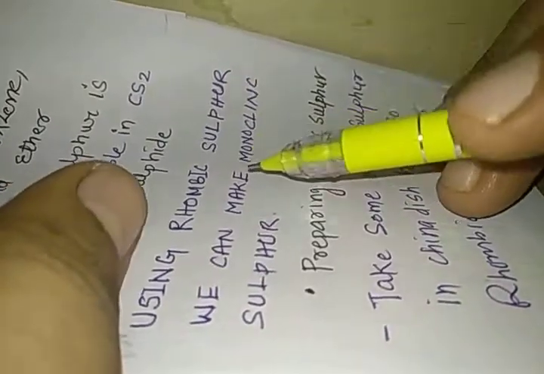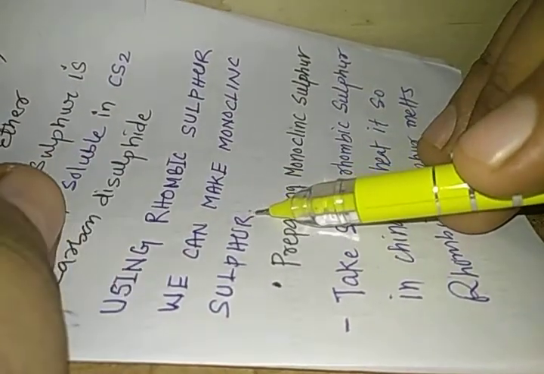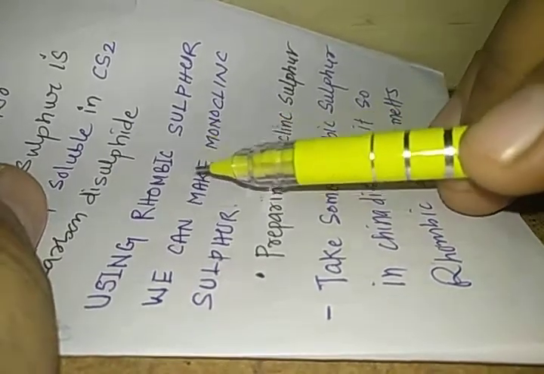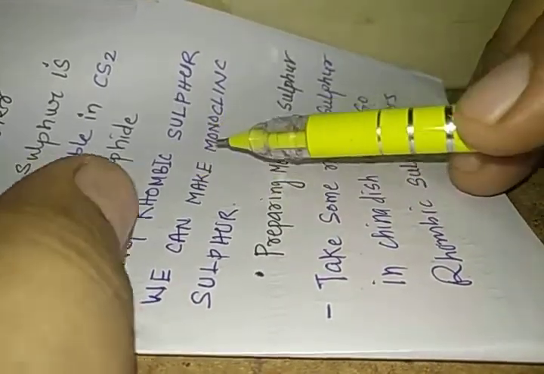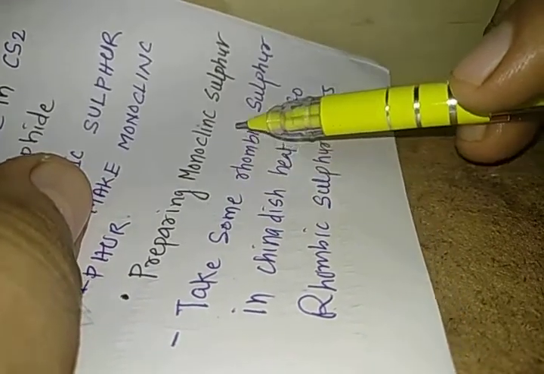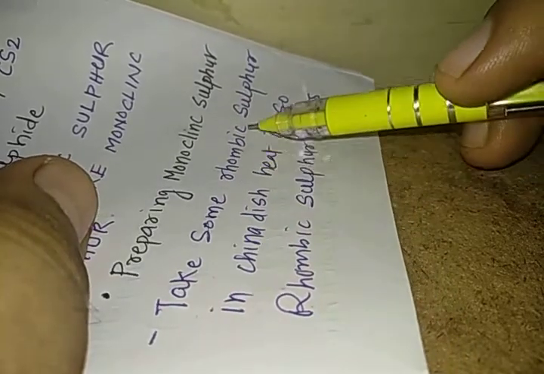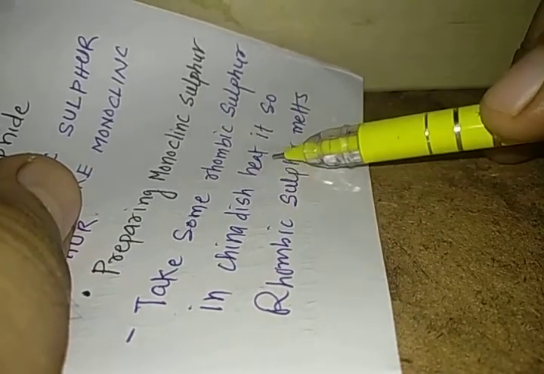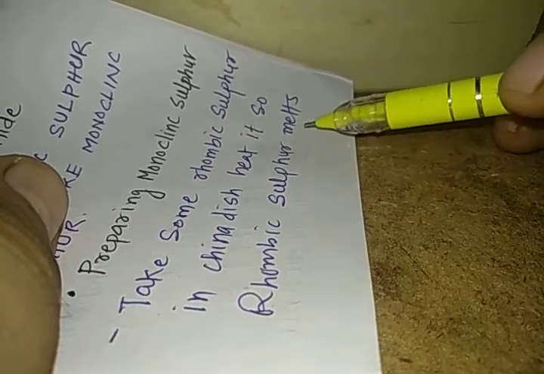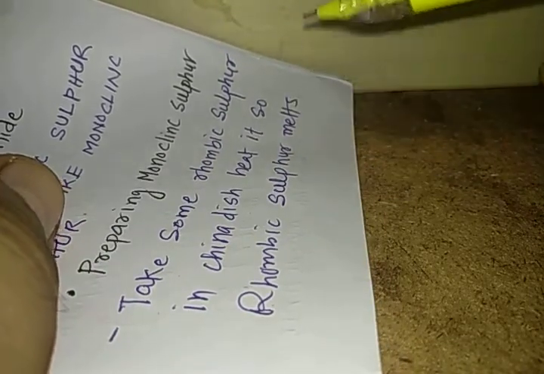Using rhombic sulfur, we can make monoclinic sulfur. This allotrope of sulfur, known as monoclinic sulfur, is actually prepared by using rhombic sulfur. Now this is the method for preparing monoclinic sulfur. Take some rhombic sulfur in a china dish and heat it so that the rhombic sulfur melts.